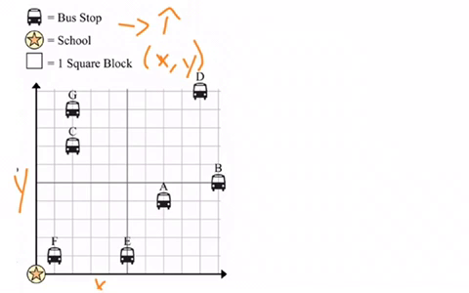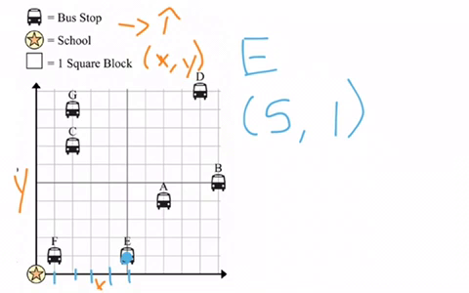Okay. So the first thing we're going to do is review what we did last week. So let's look at bus E. Okay, bus E is right here. I put a blue dot on it, and I want to find the coordinates of bus E. So I know I'm going to hop along on my x-axis, 1, 2, 3, 4, 5, comma, and then I'm going to jump up on my y-axis, 1. So the coordinates of bus E are 5, 1.